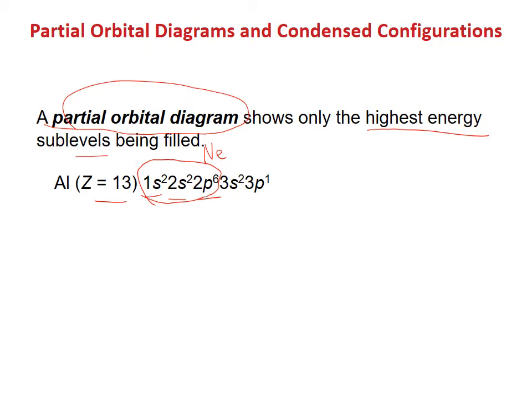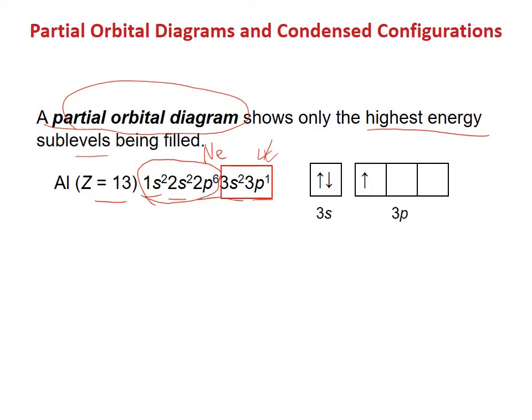And this is exactly the neon electron configuration. Aluminum has 3 more electrons. So the electrons go to the next shell, which is 3s2 and then 3p1. So 3s and 3p are the orbitals of the highest energy sublevels. In fact, the electrons in these orbitals determine the chemical properties. So that's the one we are interested in. We draw a partial orbital diagram that only shows these two orbitals, 3s with 2 electrons and 3p with 1 electron, ignoring the inner shell electrons.